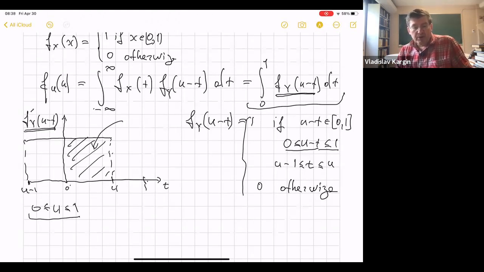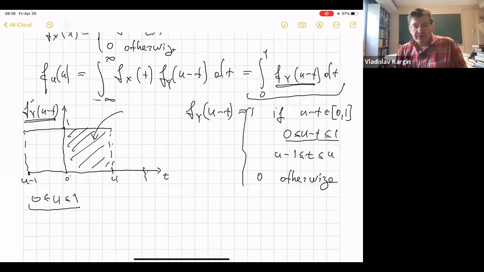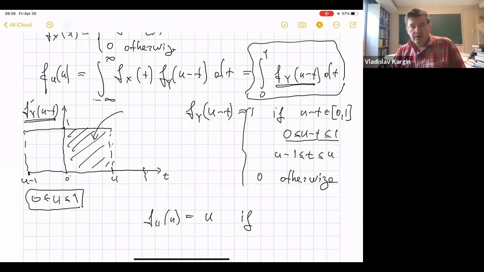This function is equal to 1, so this area is equal to u. From this I got that this integral, f u of u, is equal to u if this condition is satisfied, so if u is greater than or equal to 0 and smaller than or equal to 1. In this case, it's u.